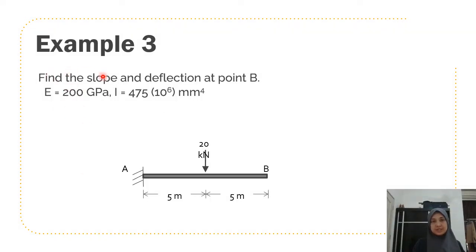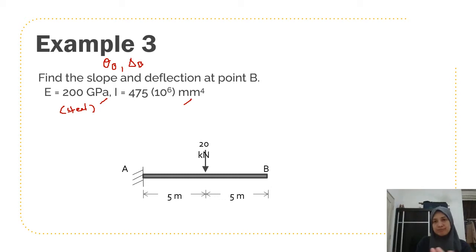And in this example, you are asked to find the slope and deflection at point B. So basically, what I would suggest you to do is just write down what you need to find: slope at B and deflection of B. Given E as 200 gigapascal, this is basically steel section. And you are given also I, moment of inertia. Okay, you have a beam with a load at the middle.